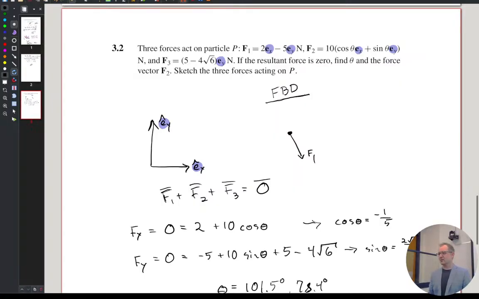What about F3? Where's that one pointing? 5 minus 4 root 6, but 4 root 6 is more than 5. Down, straight down. Cool. So now F2, we know roughly it has to point up and away, not quite opposite F1, but F1 kind of that way a little bit. So it's got to look something like this, right?